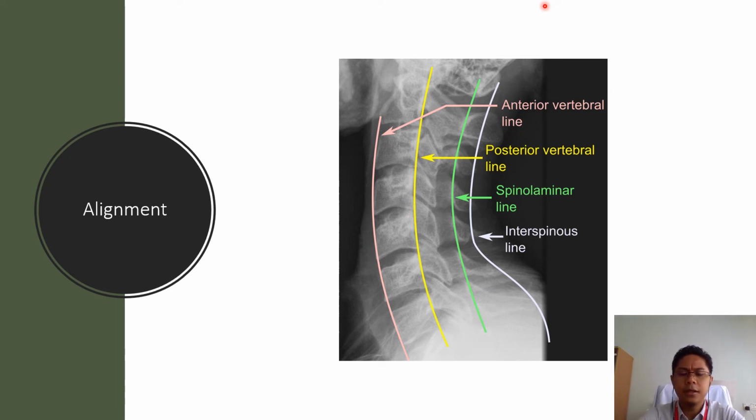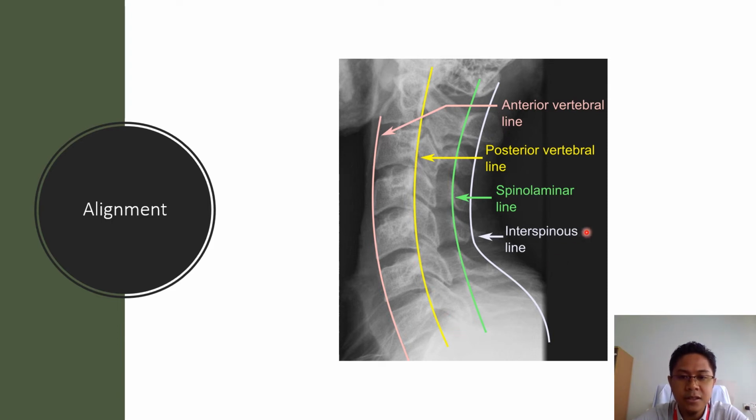So in the alignment mnemonic, A, we have to draw lines in the lateral cervical X-ray. There are actually 3 or 4 lines that we are interested in. The first line is the anterior vertebral line, which runs through the anterior part of the cervical vertebral bodies. The second is the posterior vertebral line, which runs along the posterior cortex of the vertebral bodies.